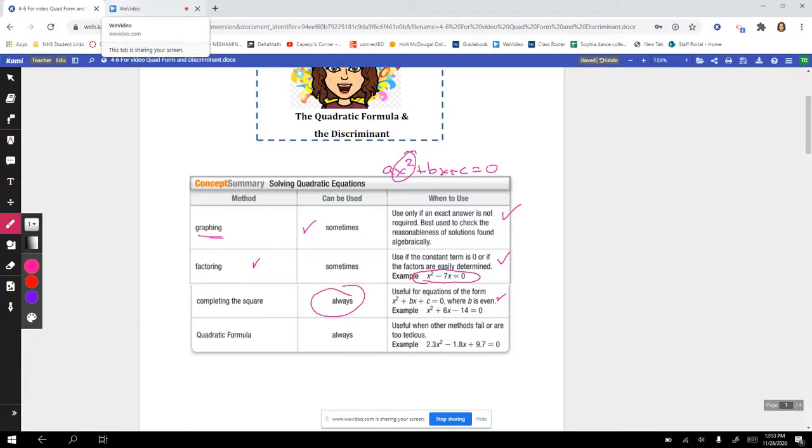Today, we're going to look at the quadratic formula. You can always use the quadratic formula. You can use it for any problem. It's useful when other methods fail or are too tedious. So even something with a decimal, which would not be easy at all with any of the other methods, the quadratic formula will be the easiest.